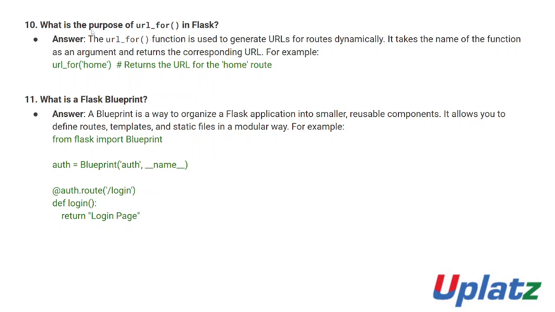10. What is the purpose of the url_for function in Flask? Answer. The url_for function is used to generate URLs for routes dynamically. It takes the name of the function as an argument and returns the corresponding URL. For example, url_for('home') returns the URL for the home route.